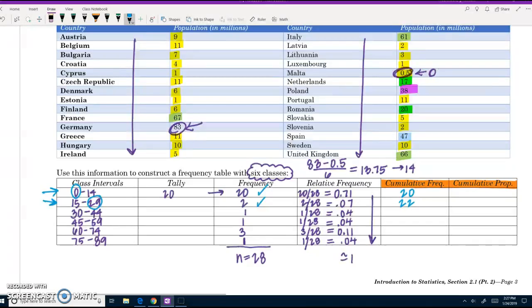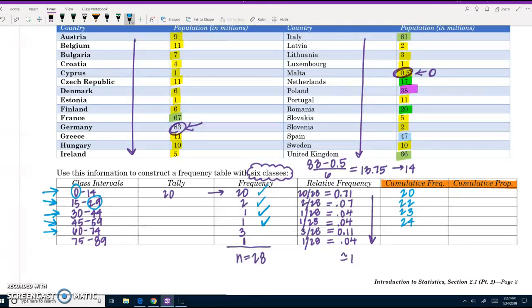Then I just keep going with that process. So then I'm going to add in the category of countries that have between 30 and 44. So that means I'm going to add these 3 values together. 20 plus 2 plus 1. So that's going to be 23. So 23 countries with 0 to 44 million. I keep going. So now I look at 45 to 59. There's one more country there. So I add 20 plus 2 plus 1 plus 1, and I'm going to get 24 here.